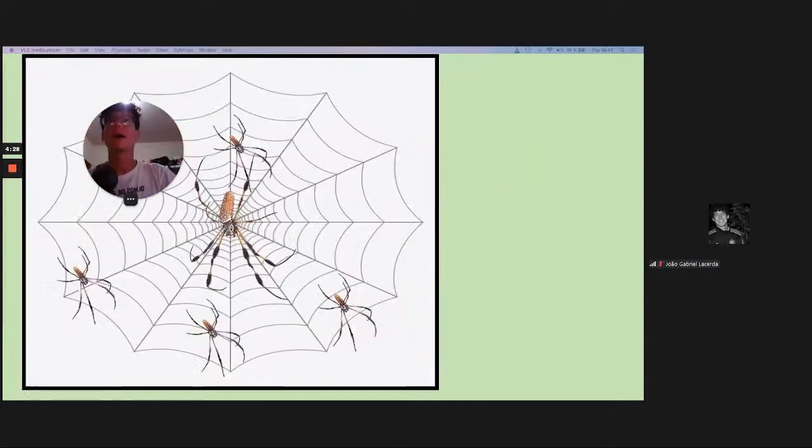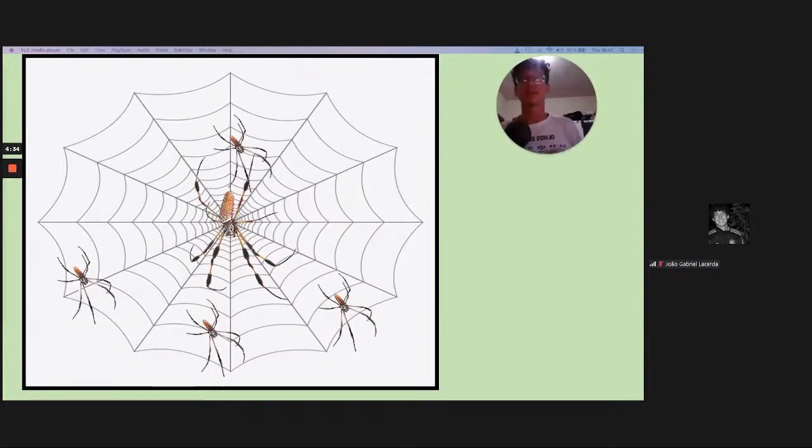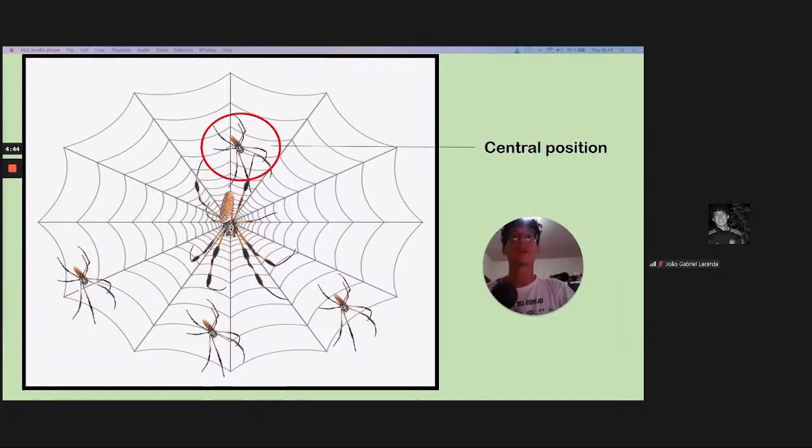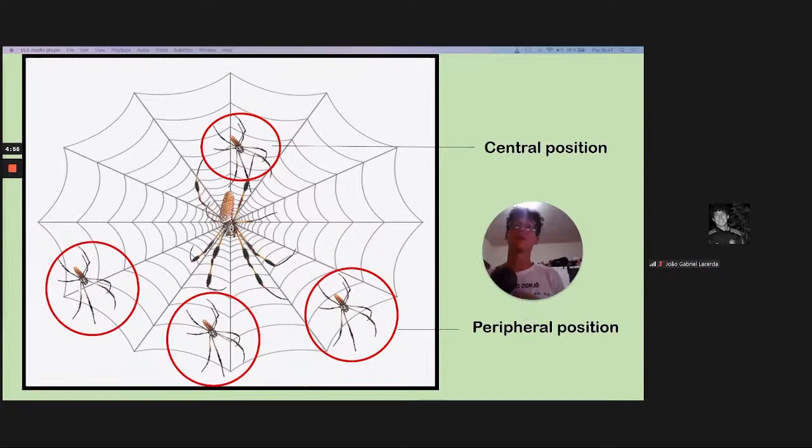A species that many empirical studies have used to try to find support for assessment strategies is the spider Trichonephila clavipes. So here we have a female web, and in the central position we have the female, the bigger one, and we also have the central male. The central male guards the central position with the female and tries to expel the other males that approach the female, the peripheral position males.